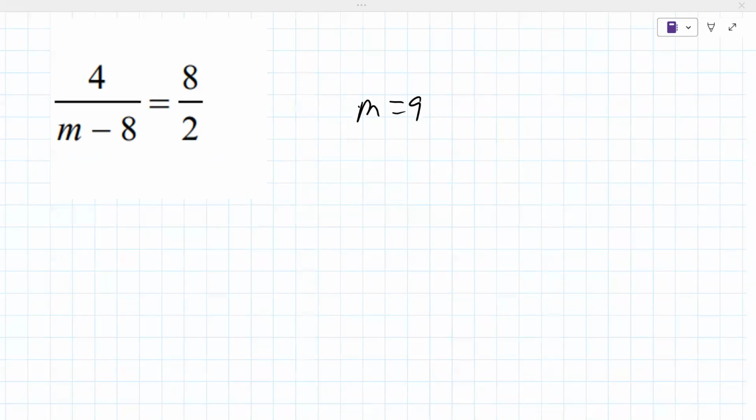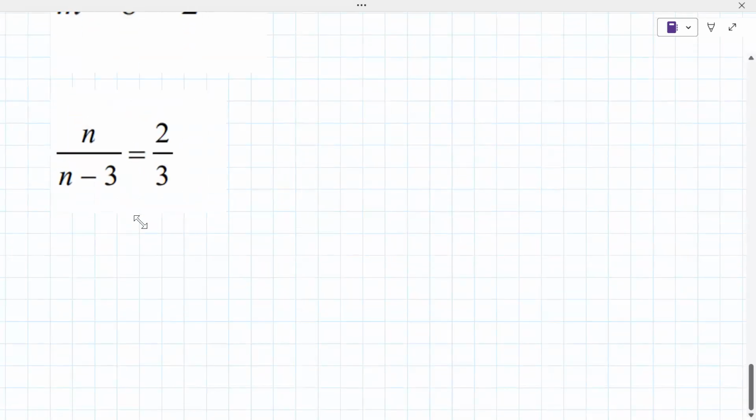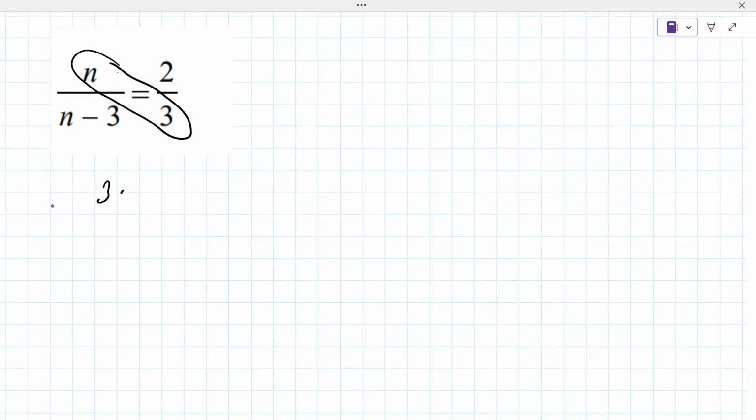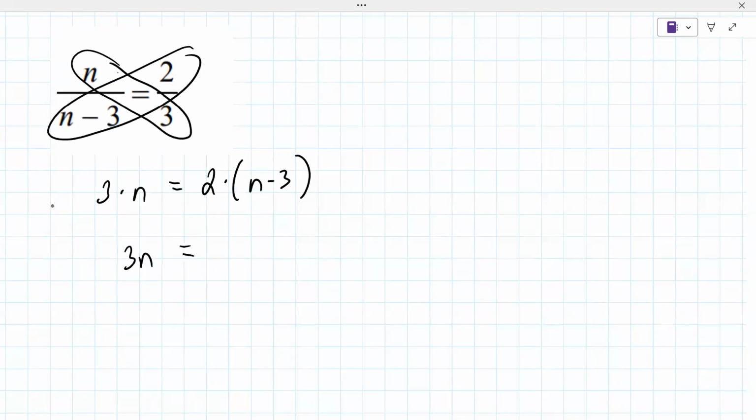So the problems get just slightly more complicated from here, where there's a few other things that you'll start to see. So let me grab one of them here. It's possible and likely that you'll have variables on both sides. Okay. So here you're going to have like 3 times n equals 2 times parentheses n minus 3. Okay. So 3n equals 2n minus 6.